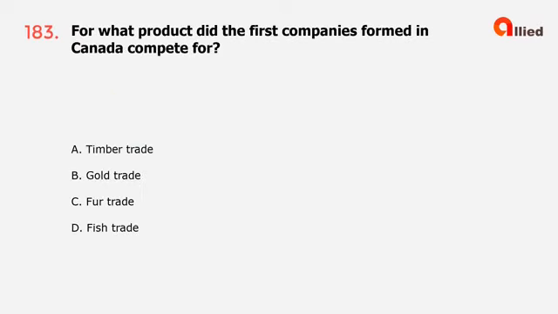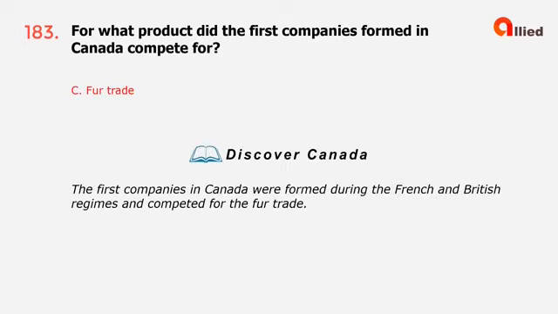Question 183. For what product did the first companies formed in Canada compete? A. Timber trade. B. Gold trade. C. Fur trade. D. Fish trade. The answer is C. Fur trade.